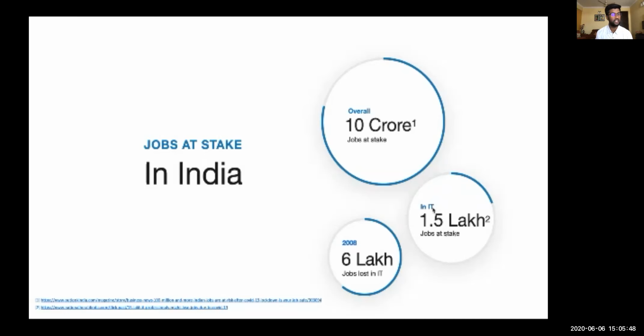This is going to be very high, especially in IT, because we are in the field of IT. News articles say that 1.5 lakh jobs in IT will be at stake. But believe me, looking at the 2008 recession data, 6 lakh jobs in IT were lost. So if a global recession like 2008 made 6 lakh jobs in IT go off, it is clearly evident that this 1.5 lakh is a very small number. This will go way beyond that. This can go easily to 8 to 10 lakhs.